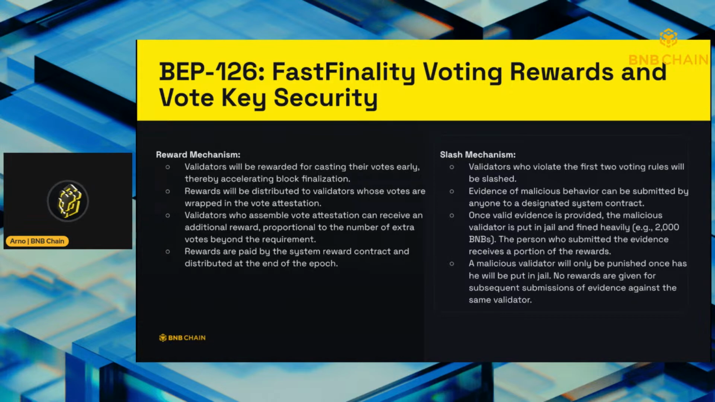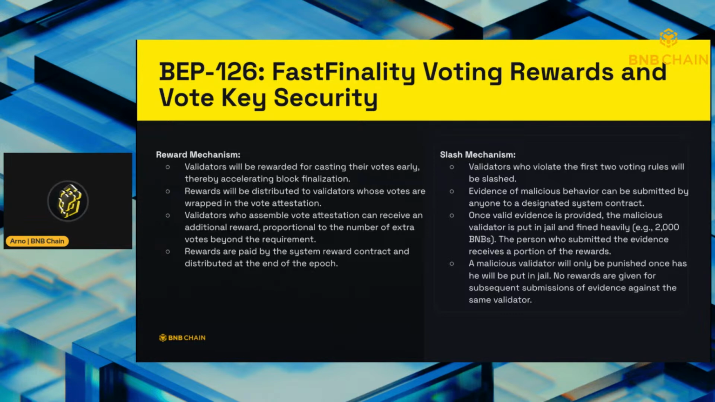To ensure that the validators are behaving correctly, we need to have a potential slashing mechanism in place to make sure that there is no malicious behavior within the network. So, for example, if validators are violating the first two rules, which were that they cannot vote more than once for one specific block height, or they cannot vote for a previous block if they've already voted for another one, they're potentially getting slashed as well.